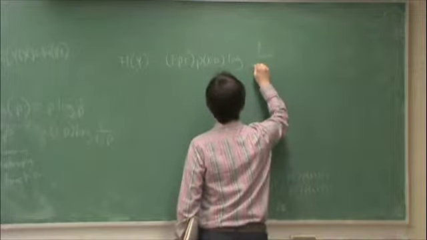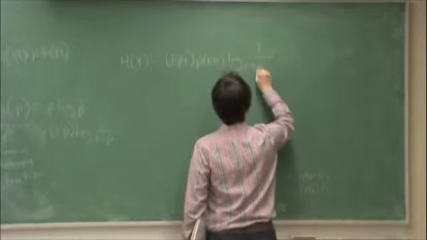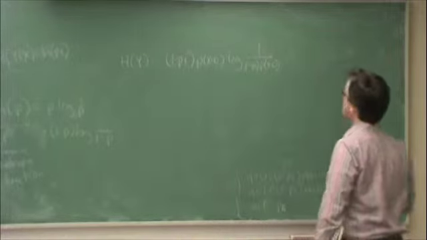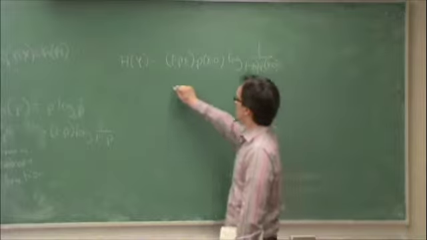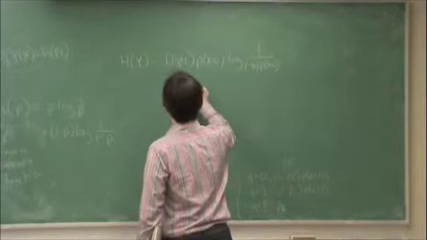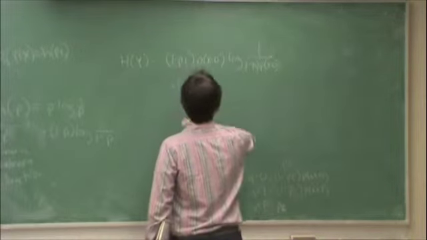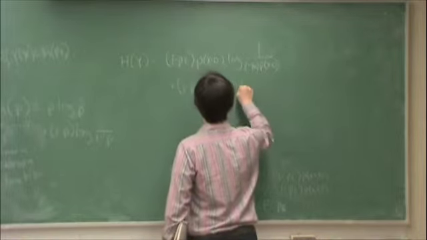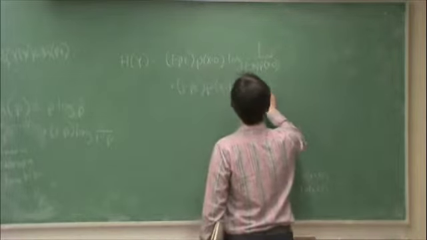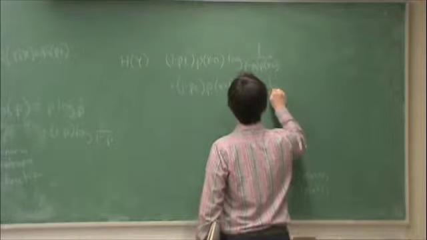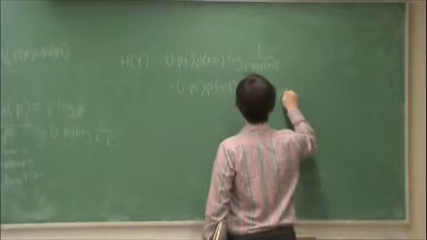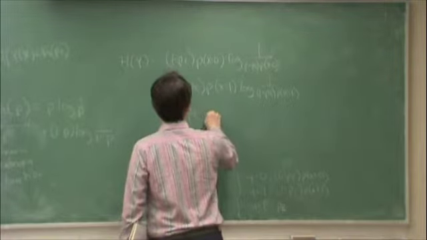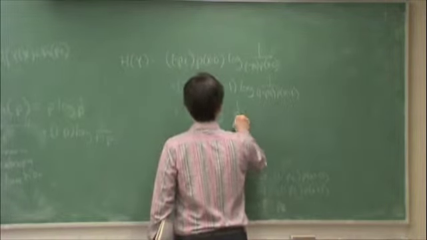1 minus PE, probability x equals 0, plus 1 minus PE, probability x equals 1, log 1 over 1 minus PE, probability x equals 1, plus PE, log 1 over PE.